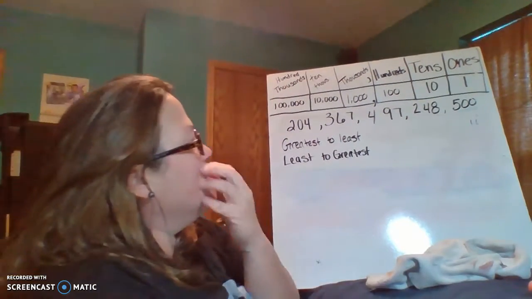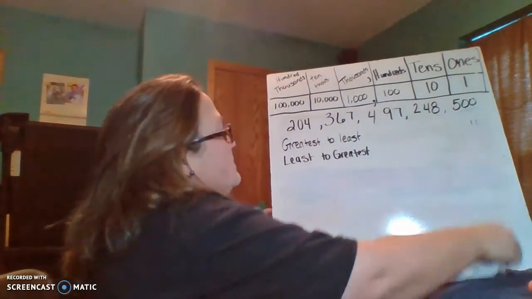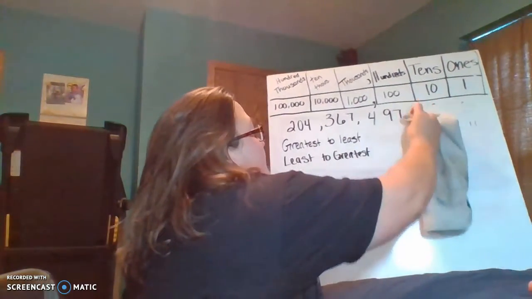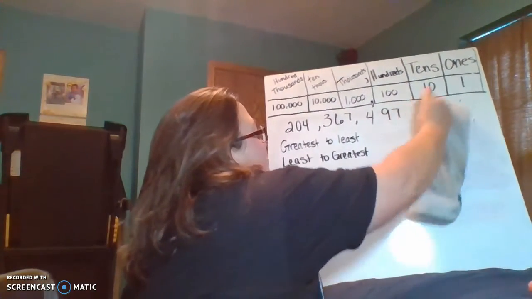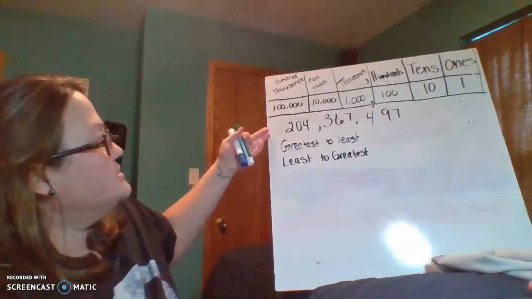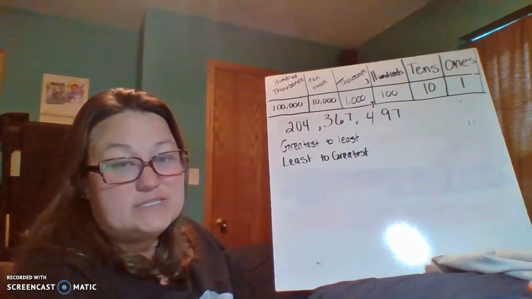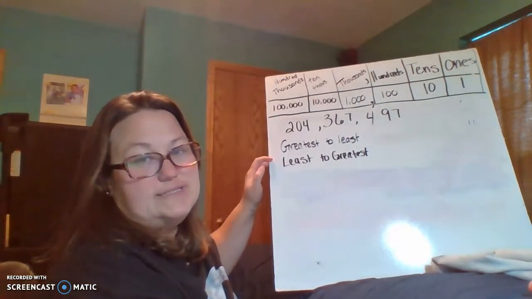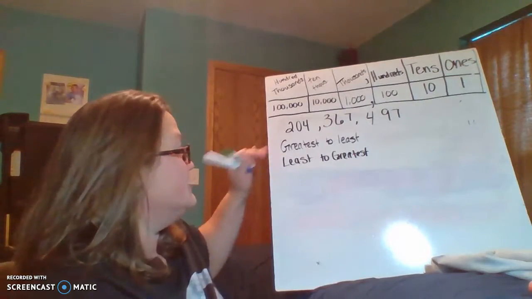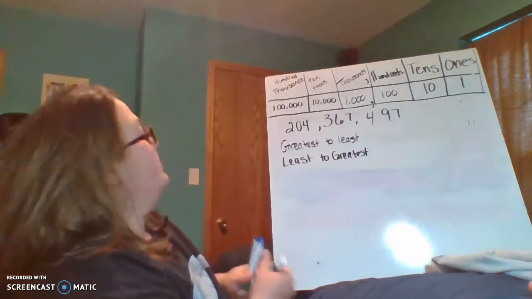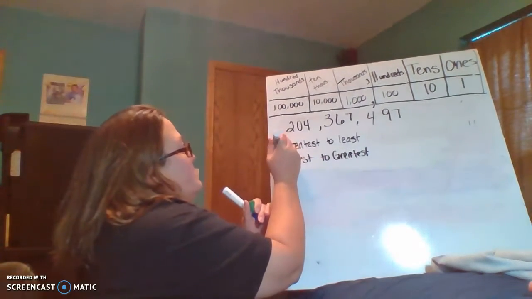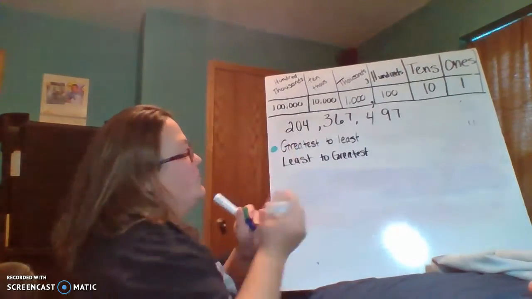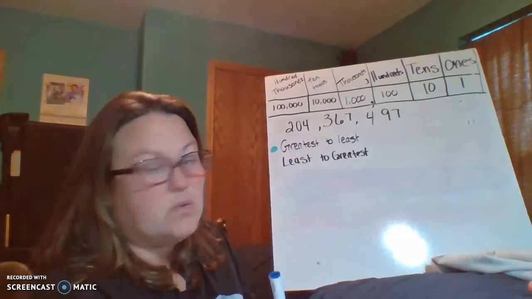So when we're ordering numbers, the directions are going to tell us that we need to go from greatest to least or least to greatest. First, we're going to do greatest to least. So let's draw this. The green marker will indicate that that's what we're working on.